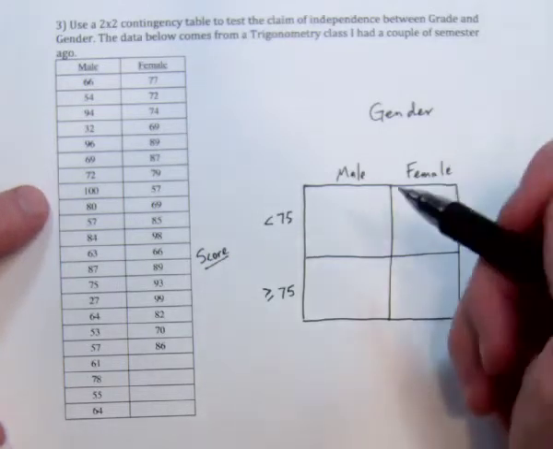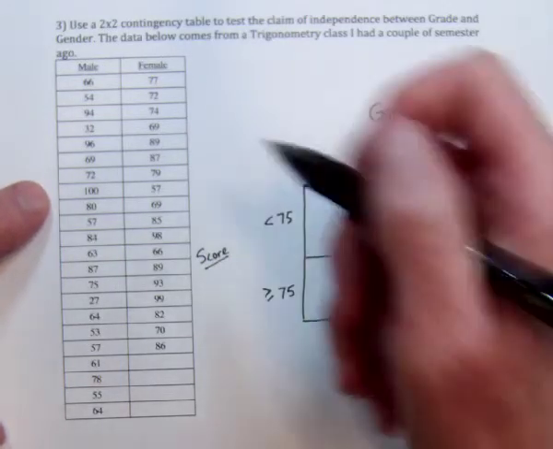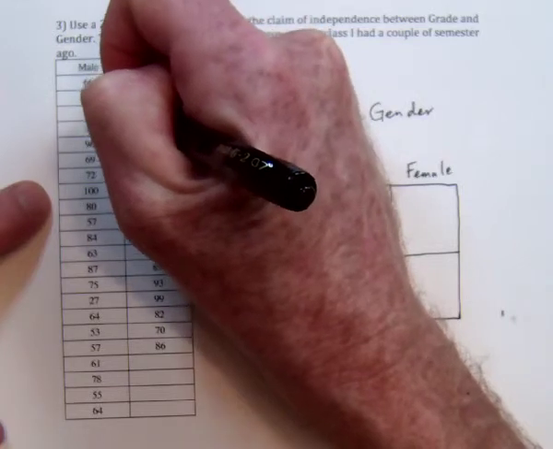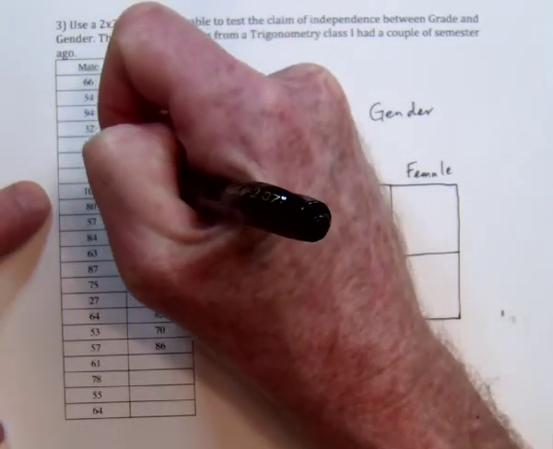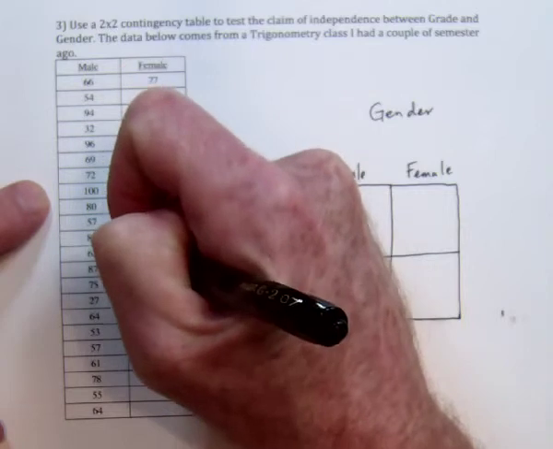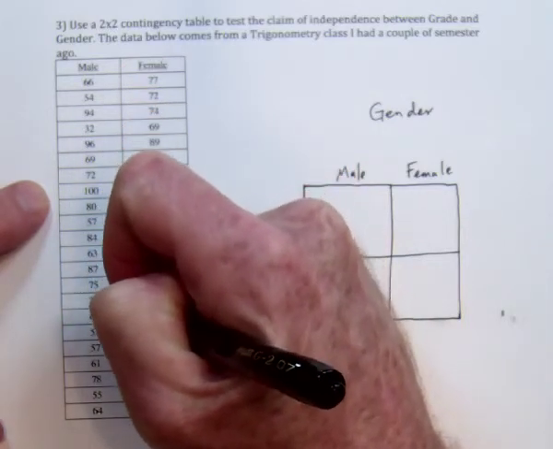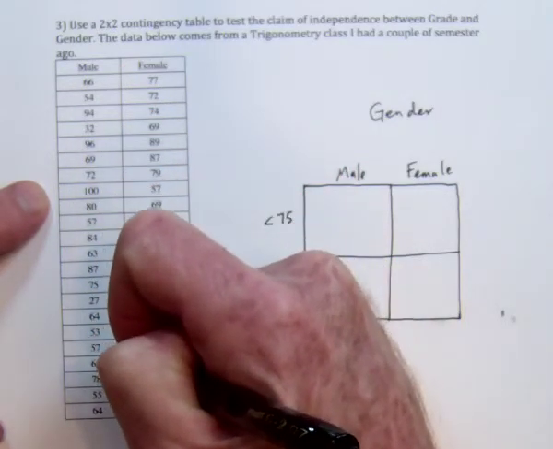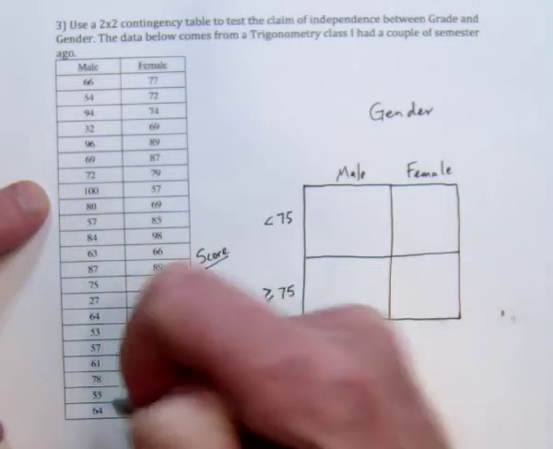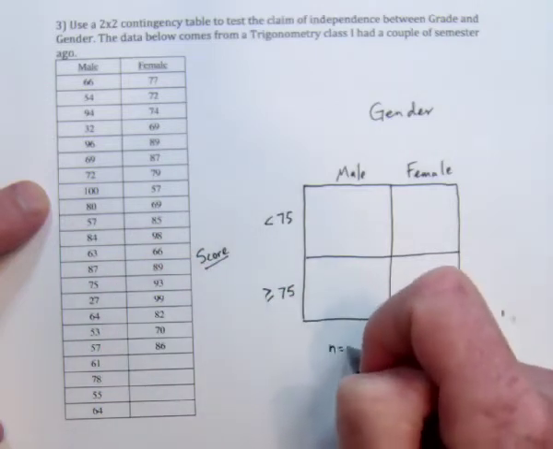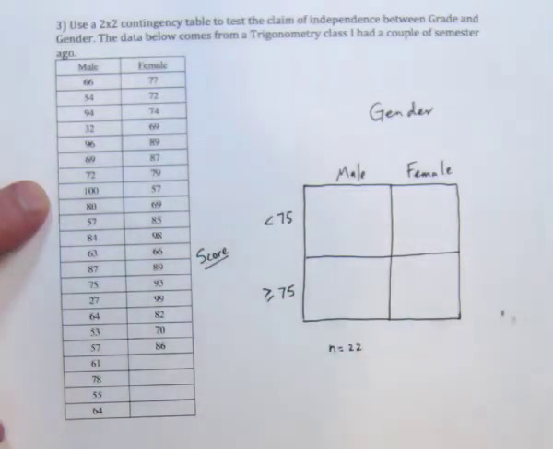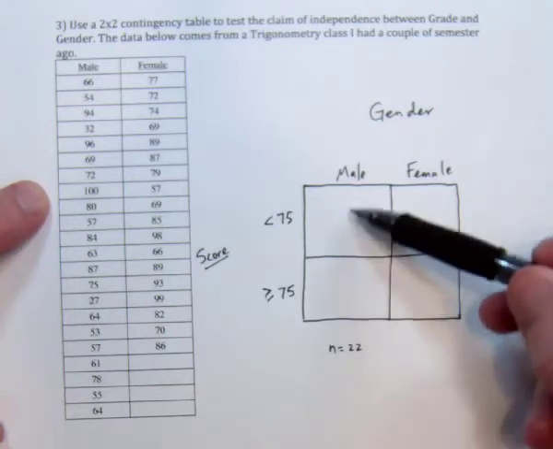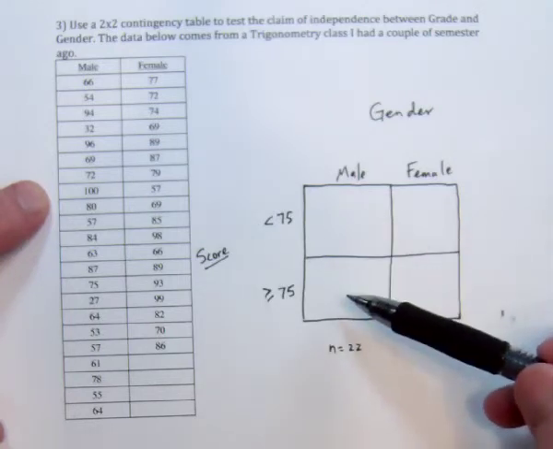Okay, so for the men, there are 1, 2, 3, 4, 5, 6, 7, 8, 9, 10, 11, 12, 13, 14, 15, 16, 17, 18, 19, 20, 21, 22. There's n equals 22 men. So when I'm done, these two boxes should add up to the 22 men.